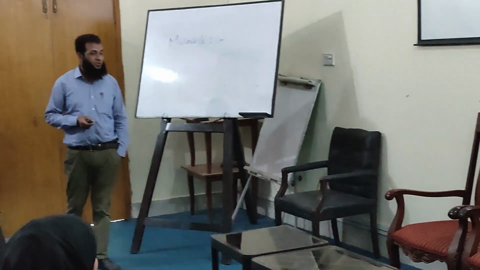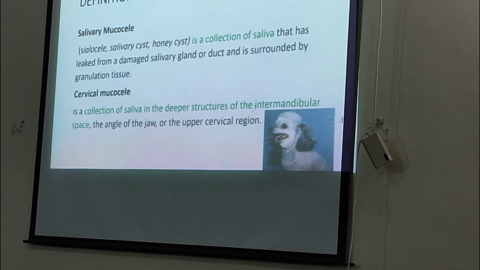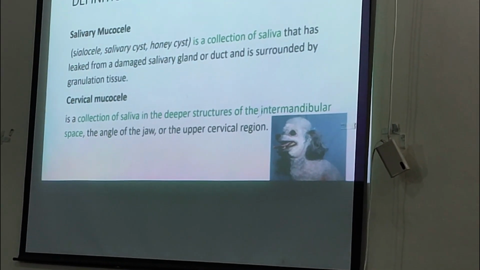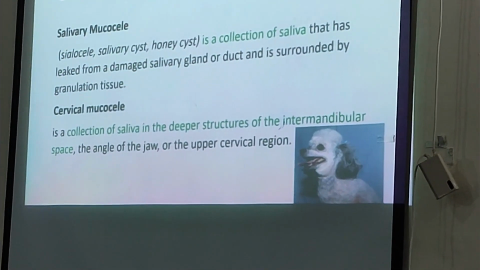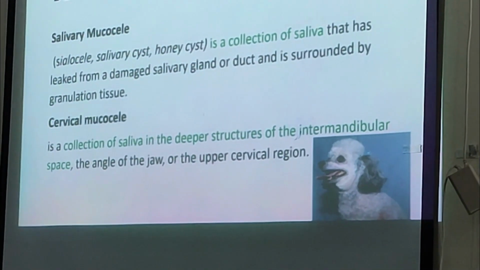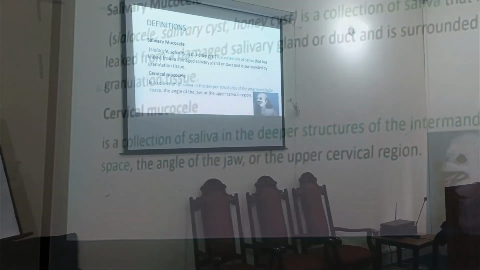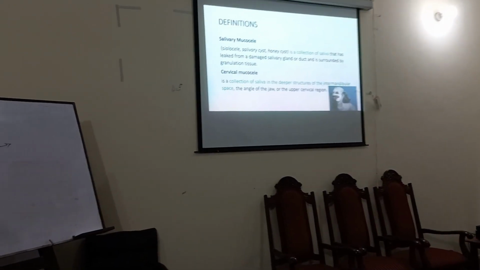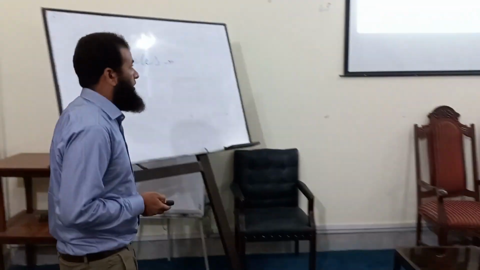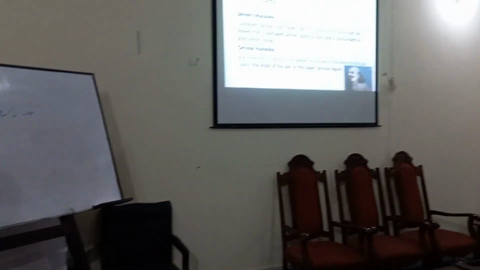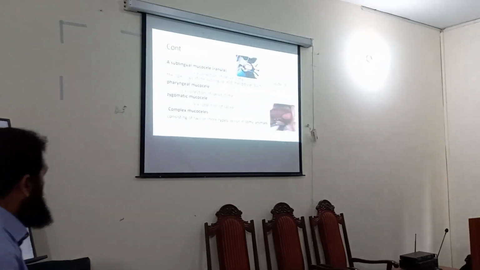There are different types of cervical mucocele. Number one is cervical mucocele. Cervical mucocele: collection of saliva in the deeper structures of the intermandibular space, the angle of the jaw or the upper cervical region. Cervical mucocele is mostly seen on the cervical region. Therefore, we call it a cervical mucocele.